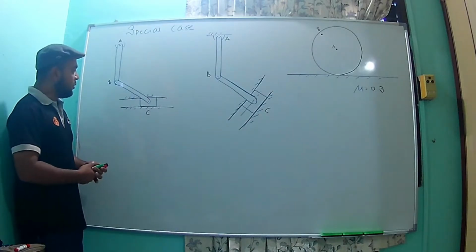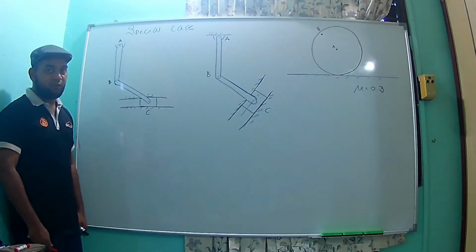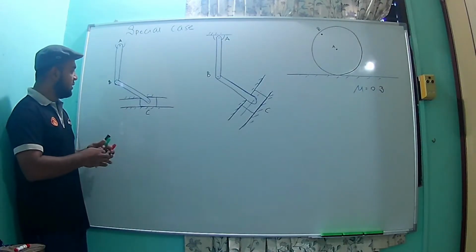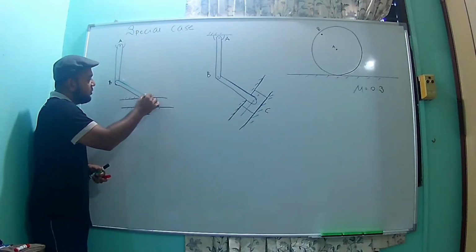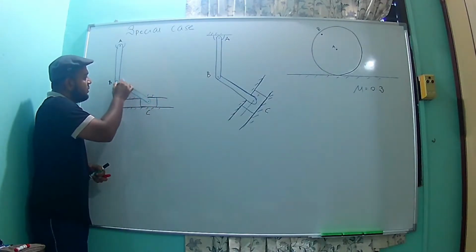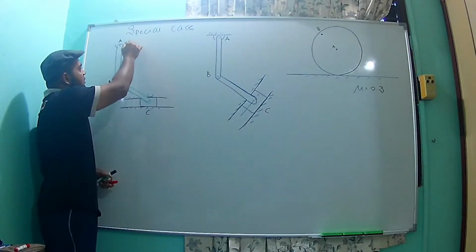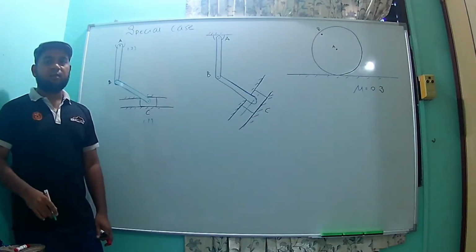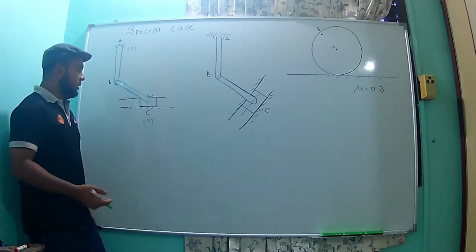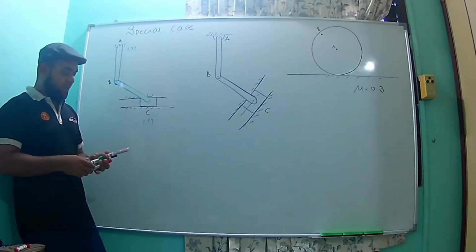If I were to draw the I, the instantaneous center of zero velocity, for this component, component BC. So AB is category 2, rotation, and C is category 1, rectilinear translation. And BC is general plane motion.